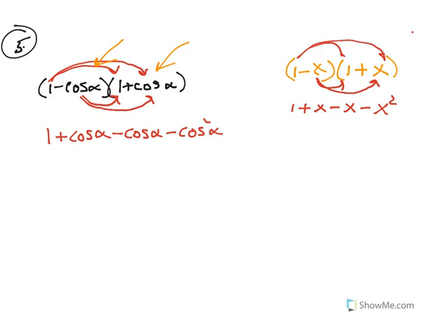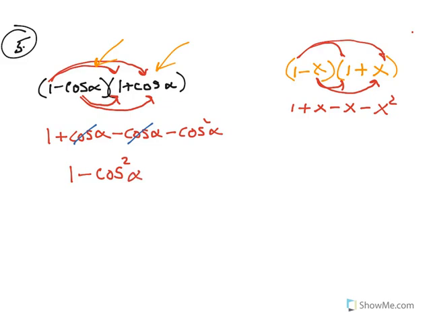And looking back to the trig expression, we have 1 plus cosine minus cosine, so positive cosine minus cosine, that's going to cancel and become 0. So you're left with 1 minus cosine squared.